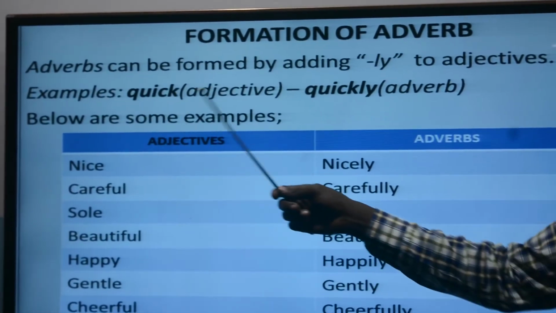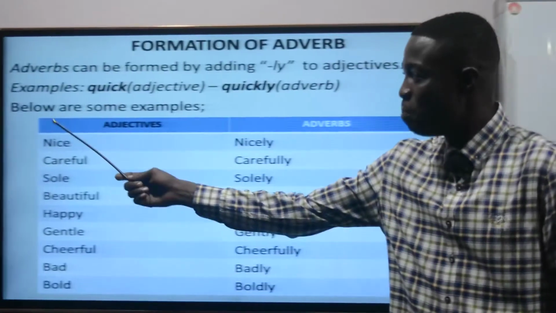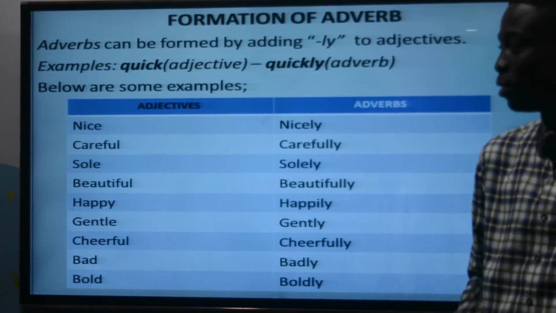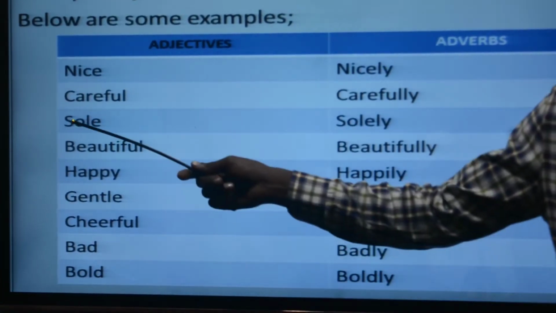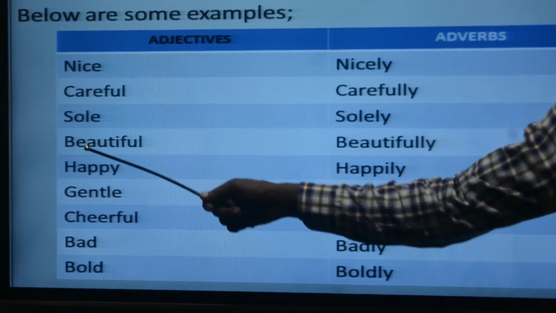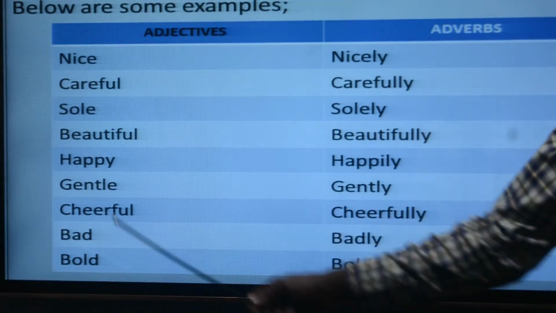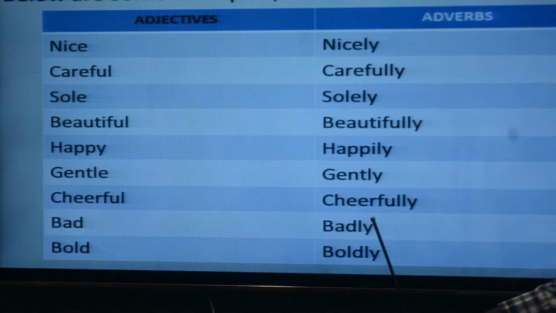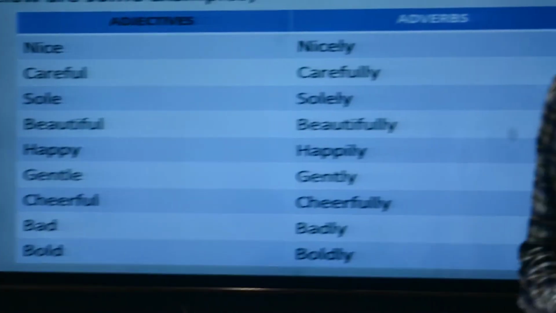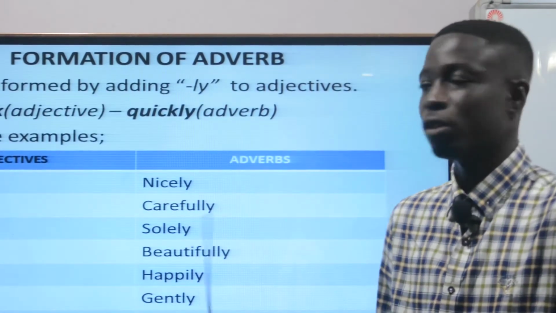Example, quick is an adjective. So if we are changing it to an adverb, we just add ly to the word quick to make it quickly. Below are some examples of adjectives that have been changed to adverbs. So we have nice, nicely; careful, carefully; sole, solely; beautiful, beautifully; happy, happily; gentle, gently; cheerful, cheerfully; bad, badly; bold, boldly. So these are some examples of adjectives that have been changed to adverbs.